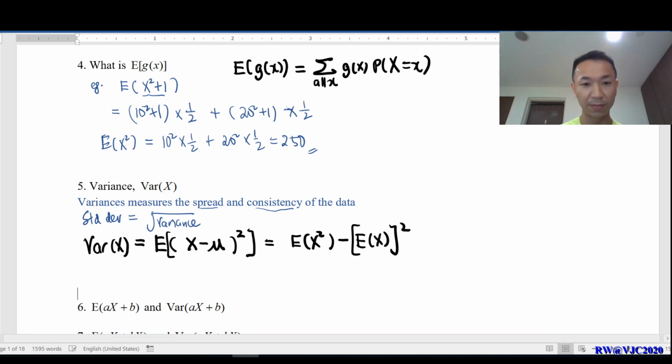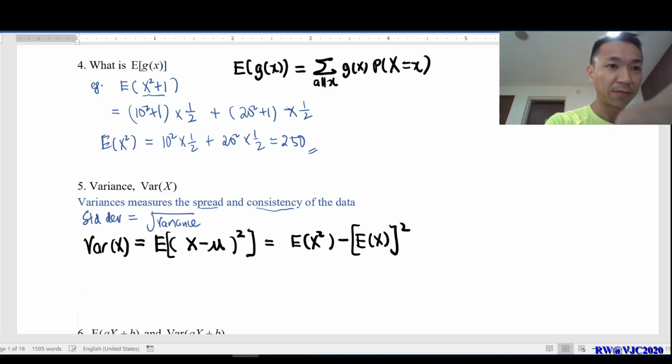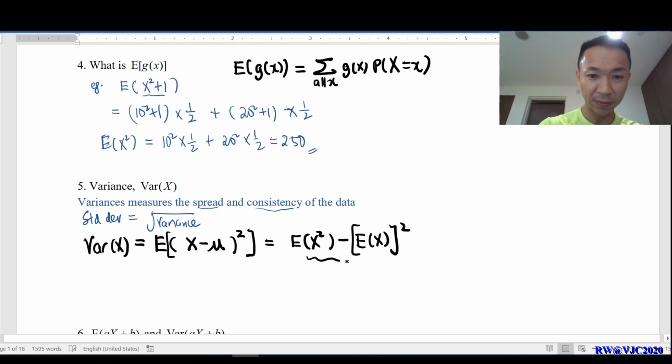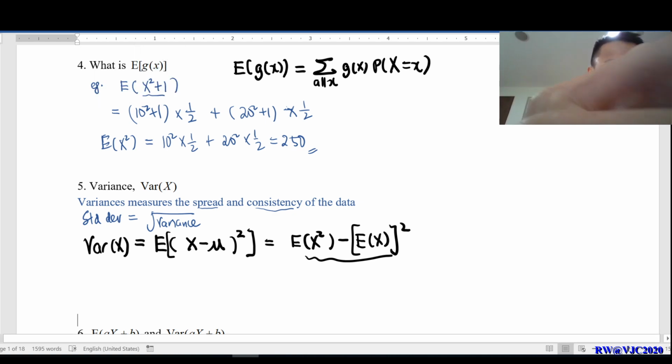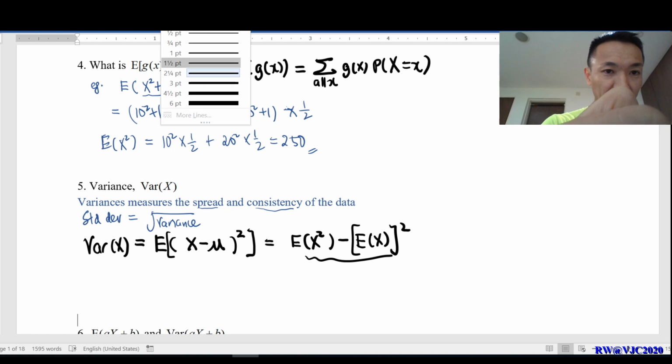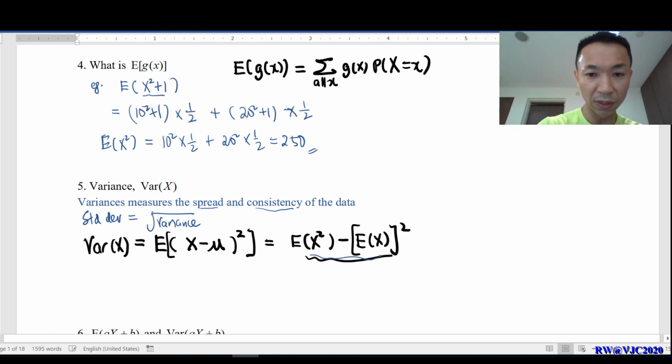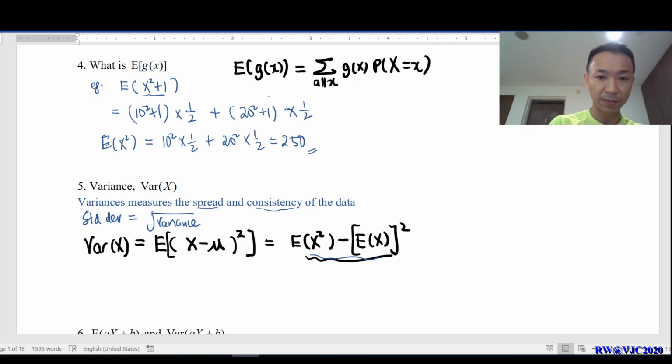But these two you must know quite comfortably. Usually, we will use this. Okay? 9 times out of 10, we will use this one. Okay?